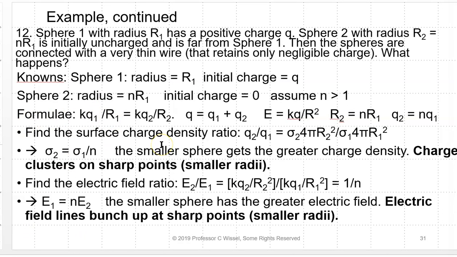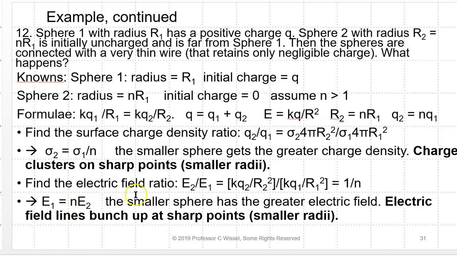Now we're going to find the surface charge density ratio, Q2 over Q1, and that will equal sigma 2 times 4 pi R2 squared divided by sigma 1 times 4 pi R1 squared. Cancel out all the terms that can be canceled. And we find that sigma 2 equals sigma 1 divided by n. So the smaller sphere gets a greater charge density. Charge will then cluster on sharp points, in other words, things with smaller radii.